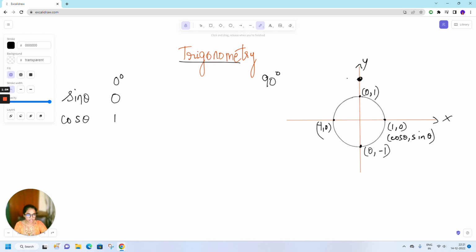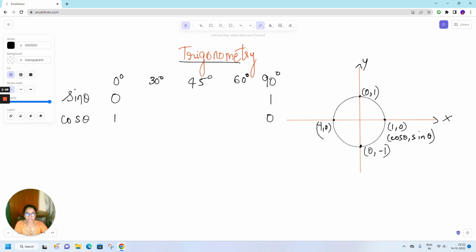Now if you can observe here, this line would be our 90 degree. Agree? Now, what is sine 90 degree? Sine 90 degree is 1. What is cos 90 degree? That would be 0. So now we are done with 0 degree and 90 degree. Let us try finding the other standard angles, which are 30 degree, 45 degree and 60 degree.